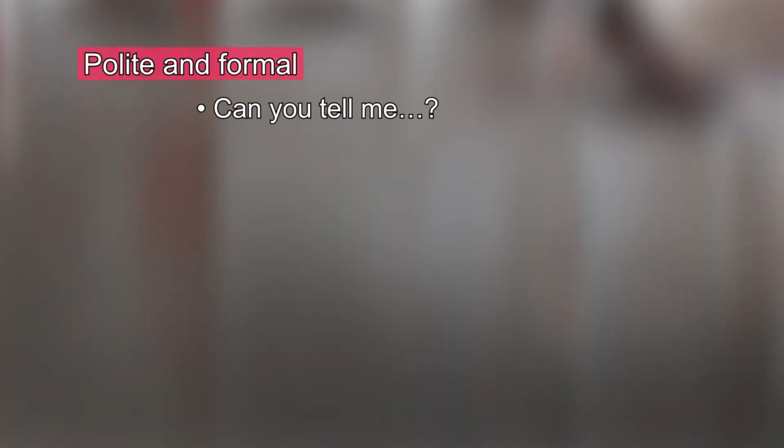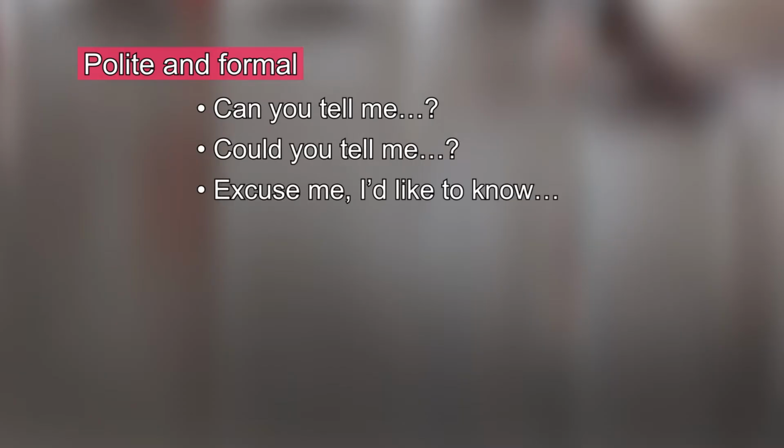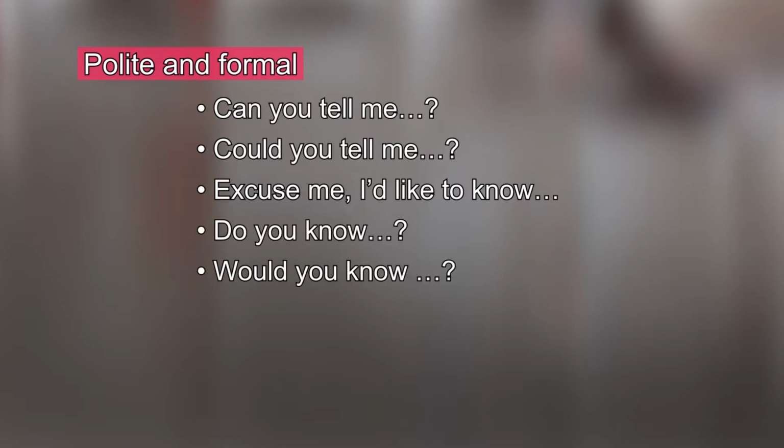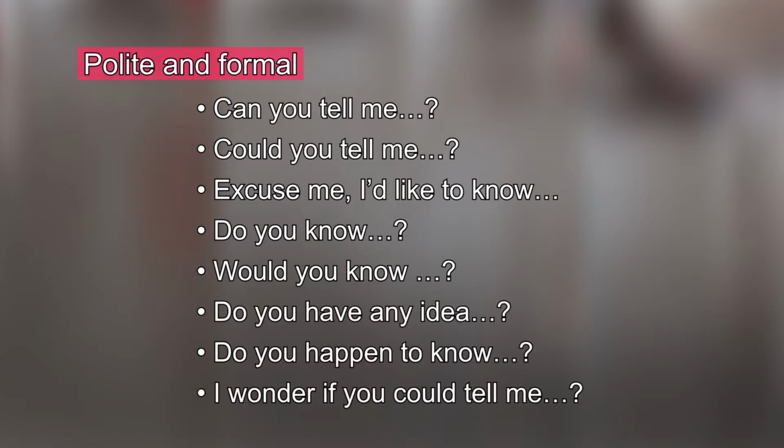So, in this part of the module, we see how to make these questions sound polite and formal. You can use phrases like, can you tell me? Could you tell me? Excuse me, I would like to know. Do you know? Would you know? Etc. before you ask your question or ask for information. When you start with these phrases, your questions sound polite. Take a look at the questions we saw earlier, now in their more polite avatar.